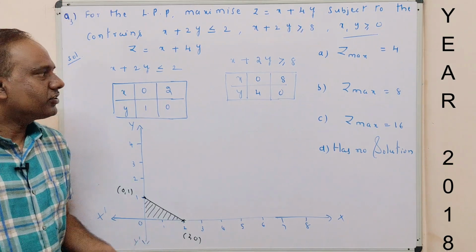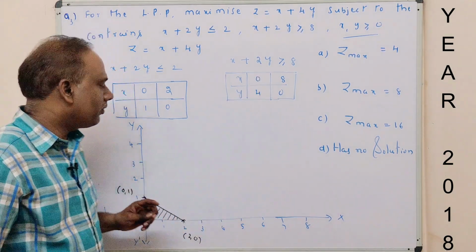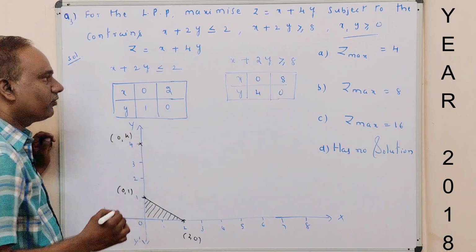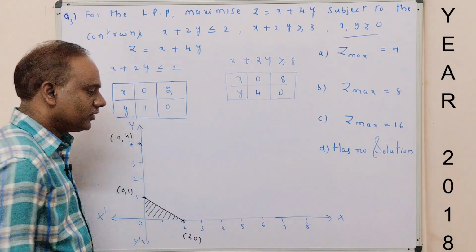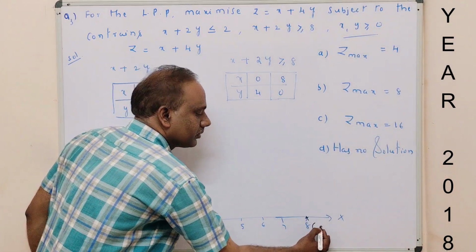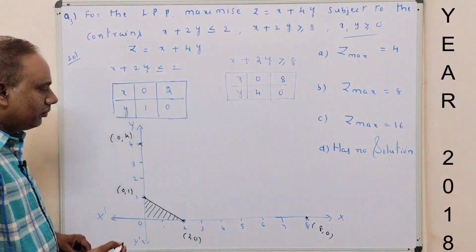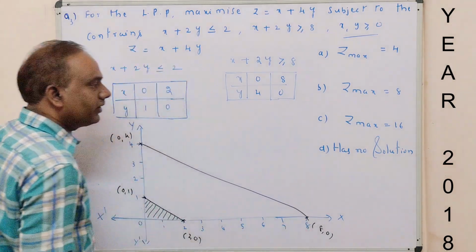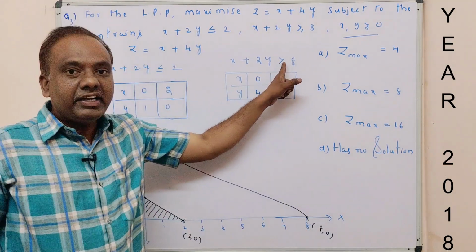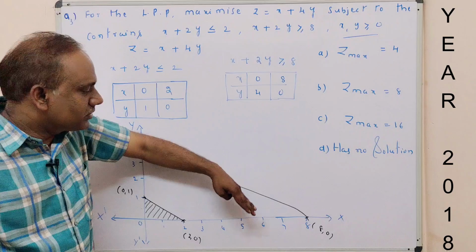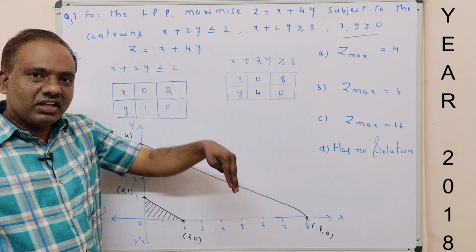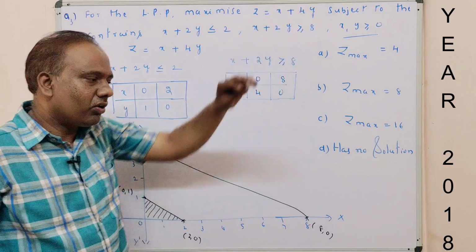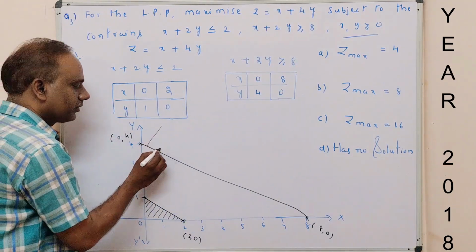Next inequality, it is 0 comma 4. So this is 0 comma 4. Next is 8 comma 0. So this is 8 comma 0. Please join this. Okay, so it is greater than or equal to. Greater than or equal to means above the origin. Less than or equal to means below the origin. Greater than or equal to means above the origin. That means this one.